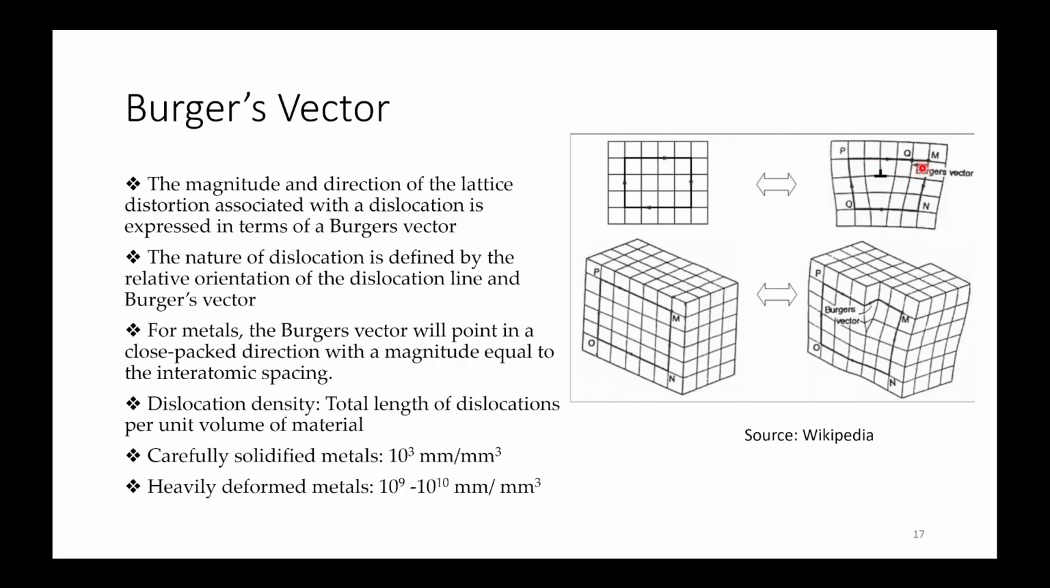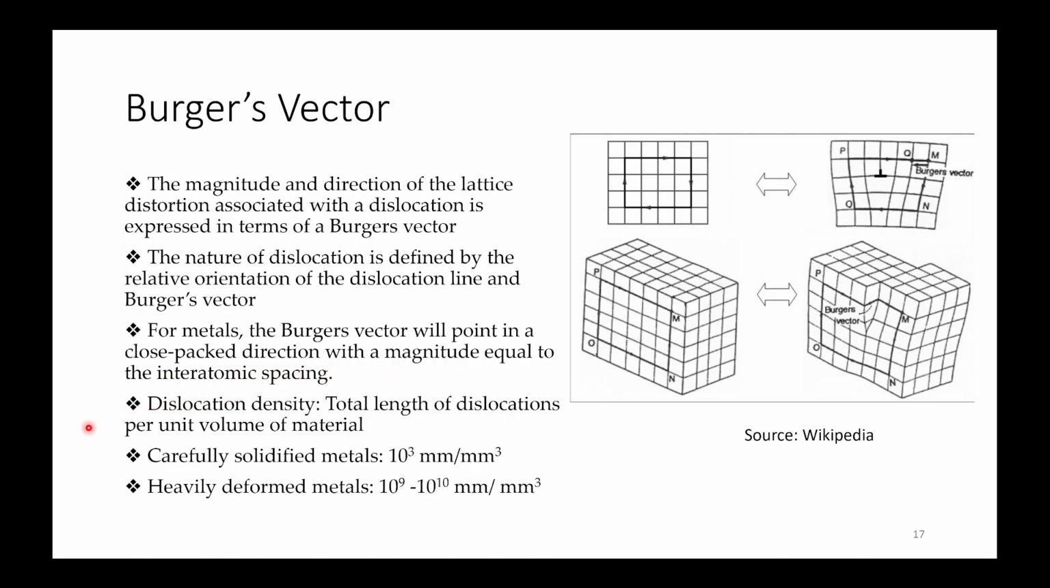Now this Burgers vector has direction and also magnitude. The magnitude and direction of lattice distortion associated with the dislocation is expressed in terms of a Burgers vector. So the nature of a dislocation is defined by the relative orientation of the dislocation line and the Burgers vector. Now for metals, the Burgers vector will point in a close-packed direction with a magnitude equal to the interatomic distance.